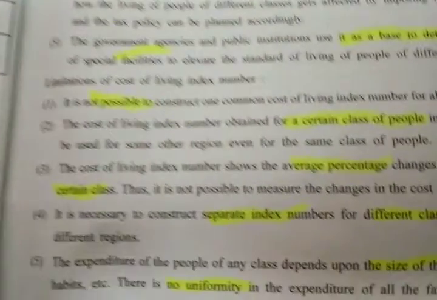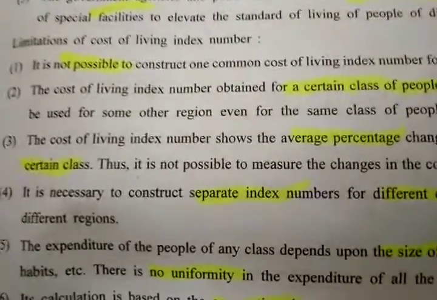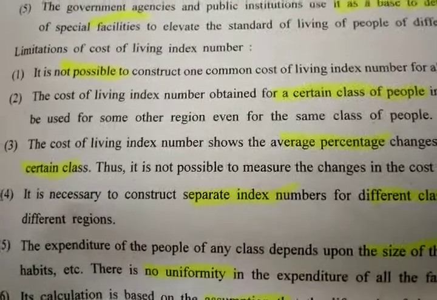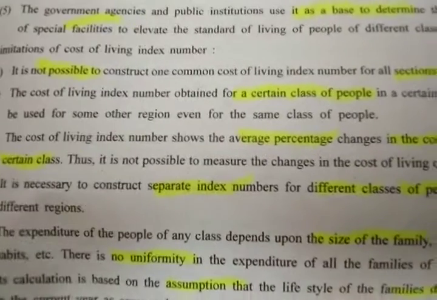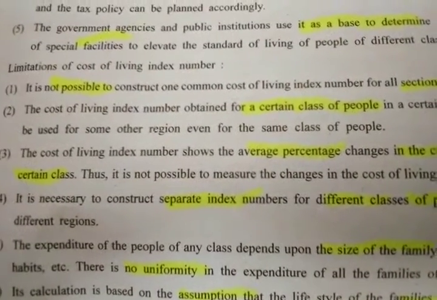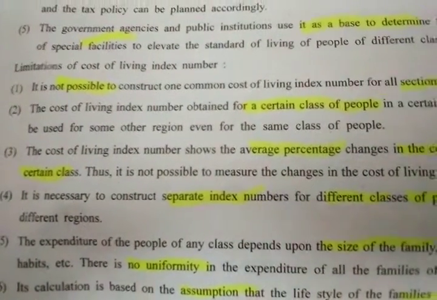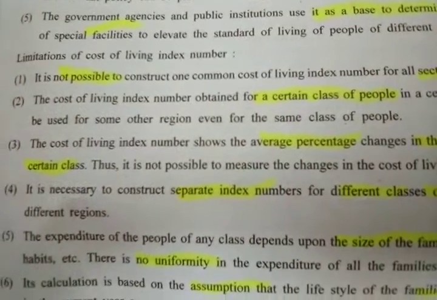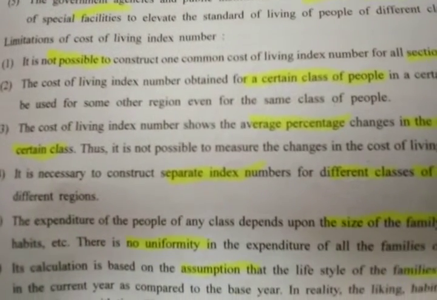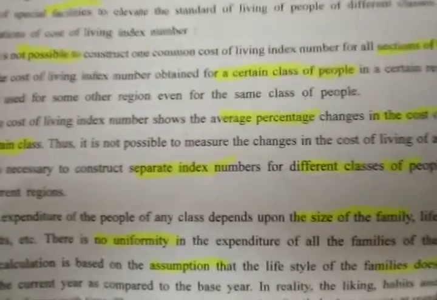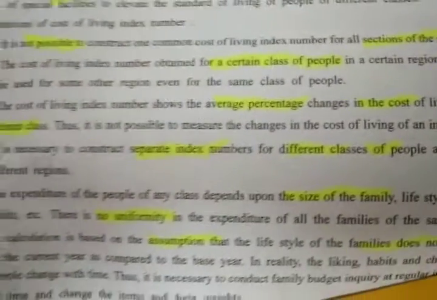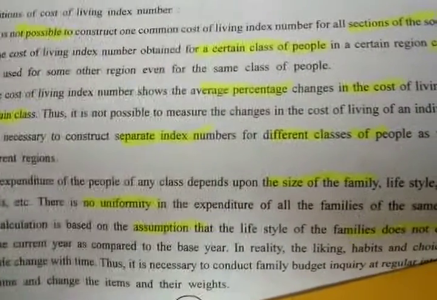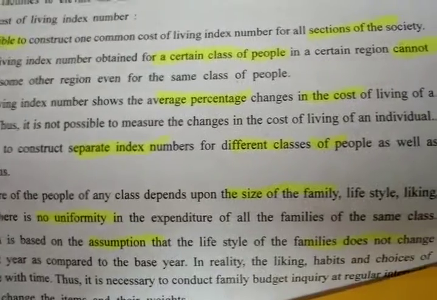Then number 4 is it is necessary to construct separate index numbers for different classes of people as well as for different regions. So for different sections of the people as well as for different regions, we need to construct separate cost of living index number. The expenditure of the people of any class depends upon the size of the family, lifestyle, liking, habits, etc. There is no uniformity in the expenditure of all the families of the same class.